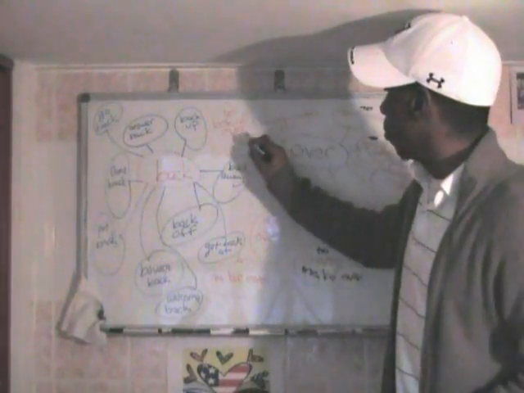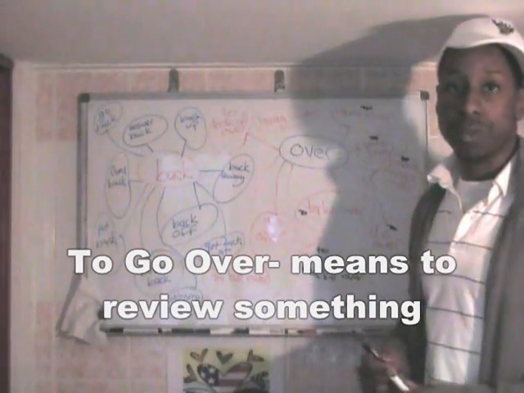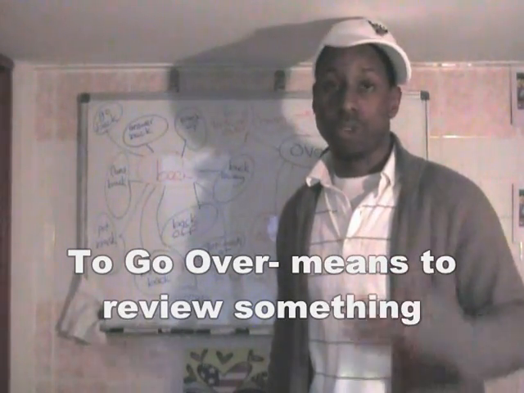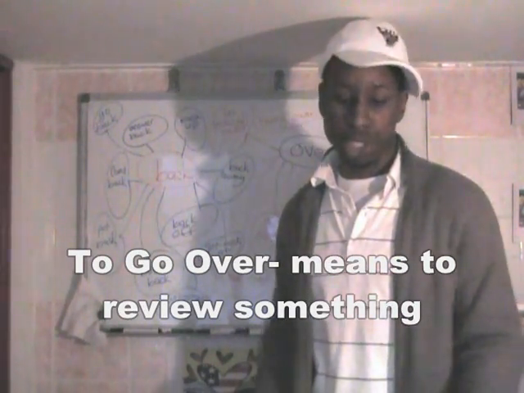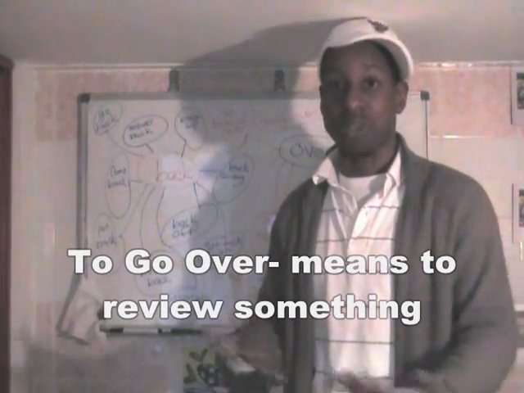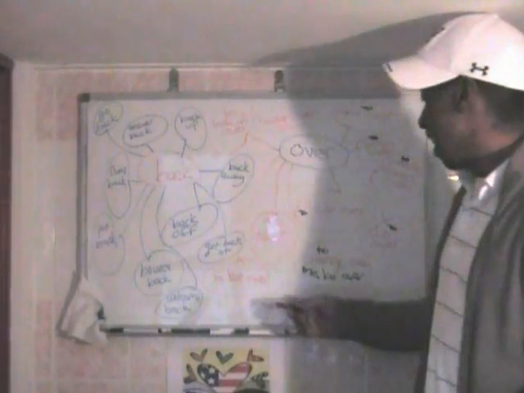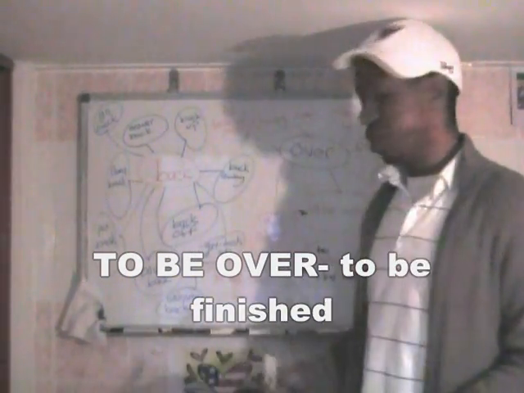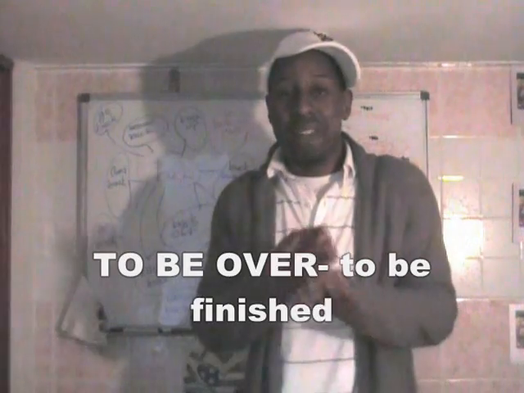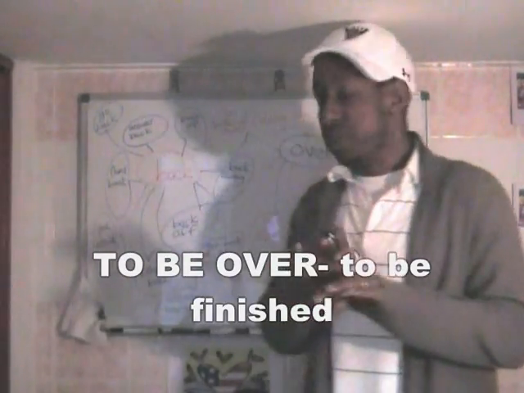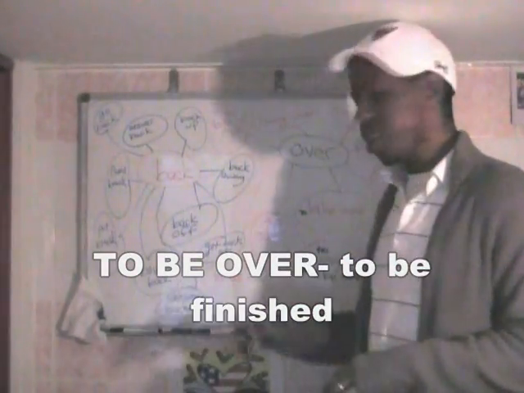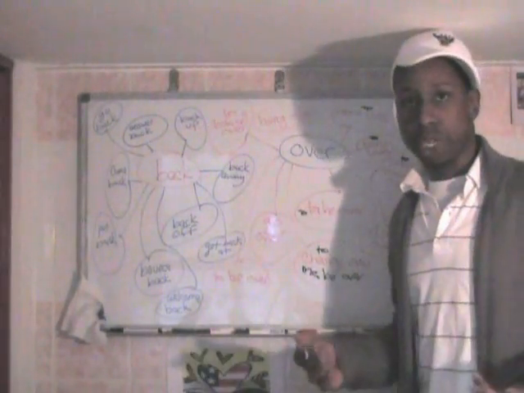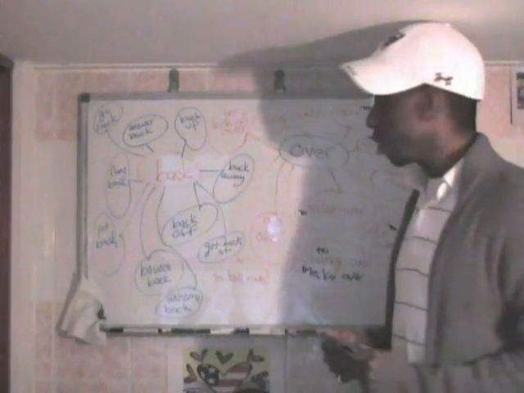Okay? We have to go over. To go over basically means to review something. If I'm going over something, I'm just reviewing it. I'm looking it over. To be over means to be finished. It's done. Finito. So it's over means it's finished. So this is with phrasal verbs and expressions with the word over.